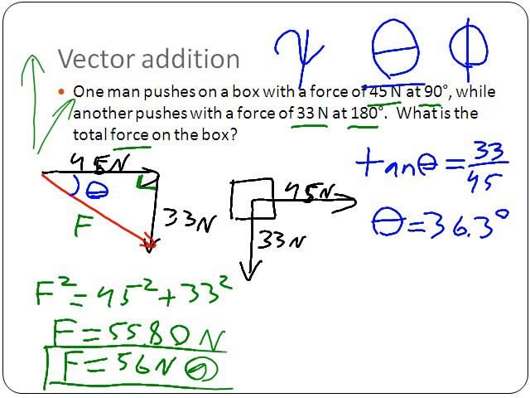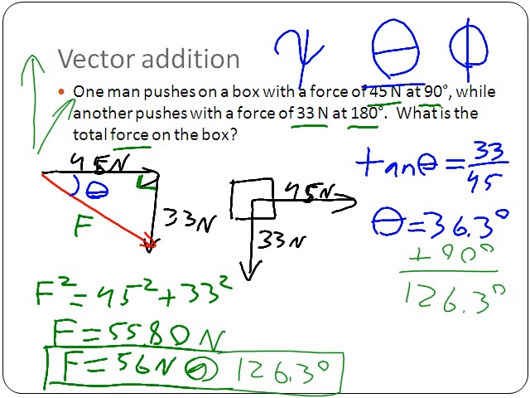This is 36.3 degrees away from the 45 Newton force. And the 45 Newton force is at 90 degrees. And so for our total, we're going to have to add that to 90. And so we say plus 90 degrees to get our total here. And so we get 126.3 degrees is going to be our actual heading here. And so 126.3 degrees would be our final answer.